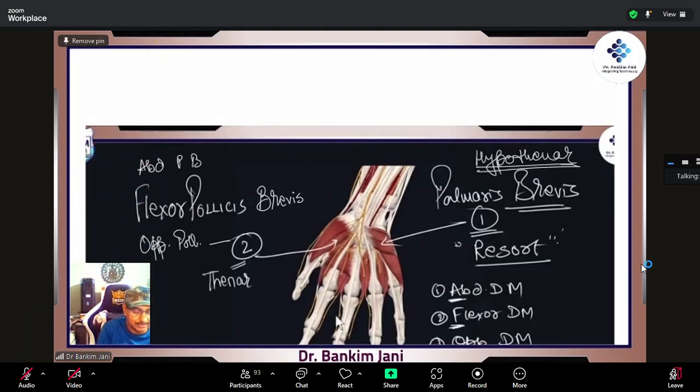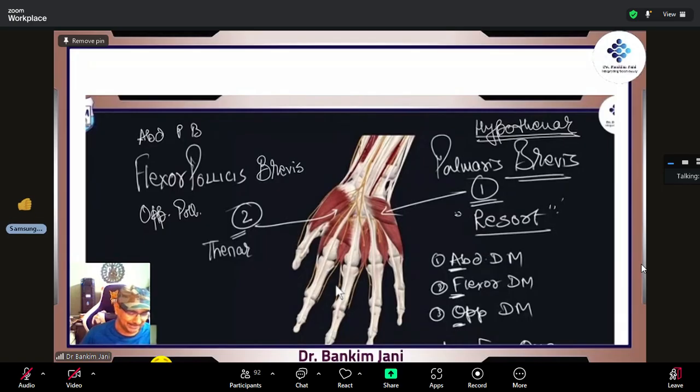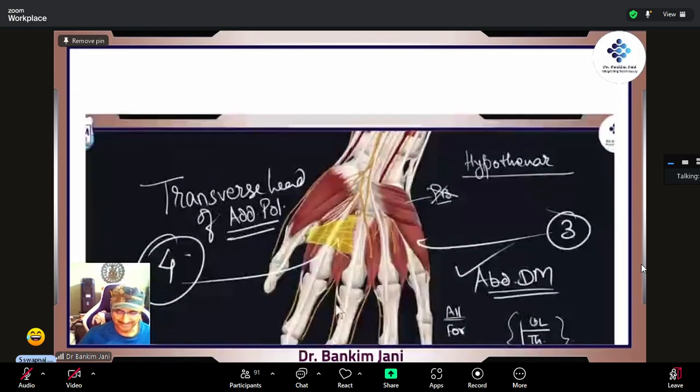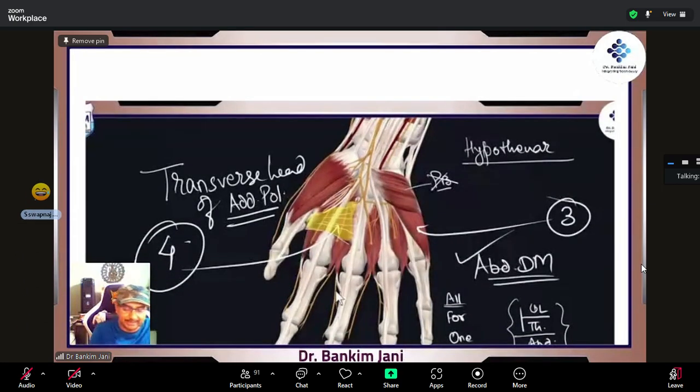pollicis. Then what next? Nothing. Nothing. Right? And then there was one extra. Which one was that? The fourth one. Adductor pollicis. Adductor. Full stop. Nothing. So adductor pollicis was having the transverse head and the oblique head. So that's the oblique head and the transverse head. All good.